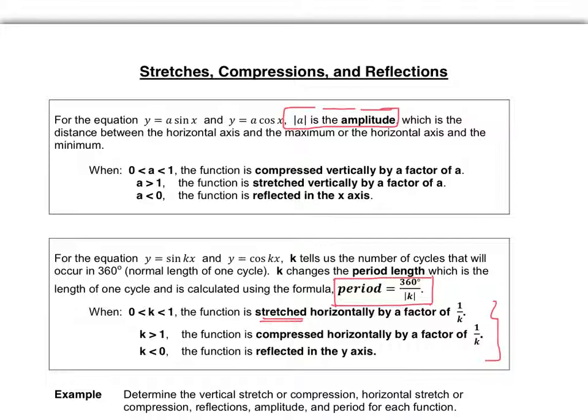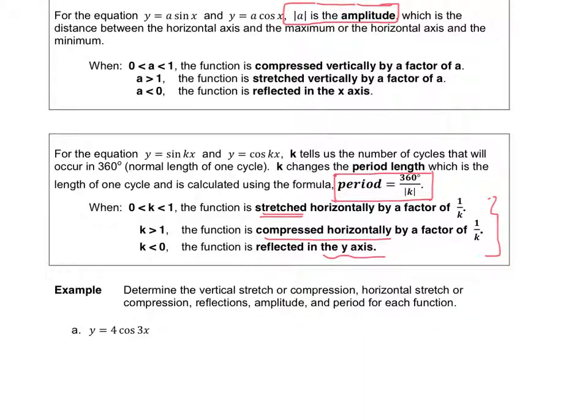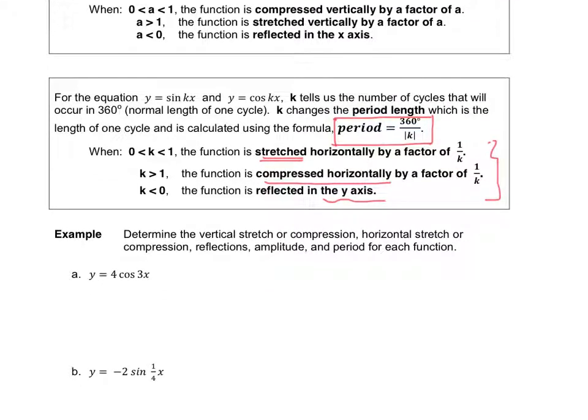When k is greater than 1, so say k is like 5, that is a horizontal compression. So again, seems backwards. And if k is negative, sort of like if a is negative, you're dealing with a reflection. In this case, it would be in the y-axis. Okay, so that's a lot of information to take in quickly. So let's go through some examples here, but you'll have those charts, of course, to refer to while you get used to these different parameters and what all these numbers mean.